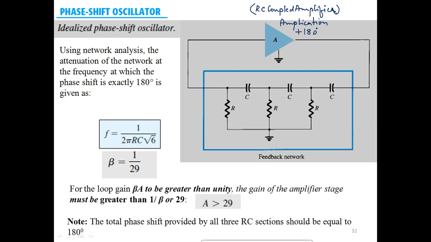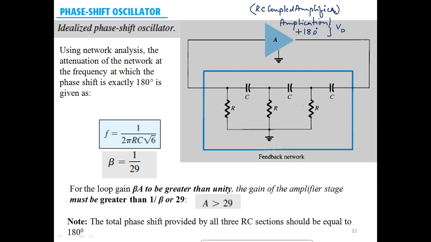Now let us call this the intermediary output V0. This V0 is being taken and then fed to the feedback network. The blue highlighted rectangular box is the feedback network. Here the feedback network consists of a combination of R and C's. Now there are 3 RCs in parallel.